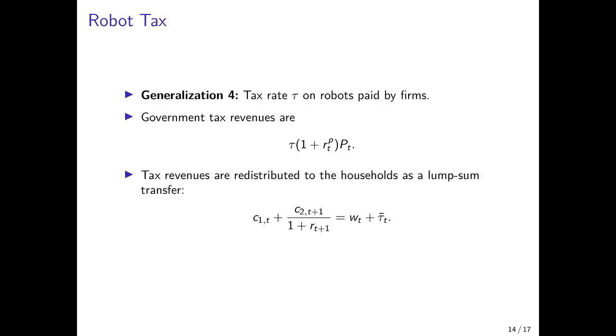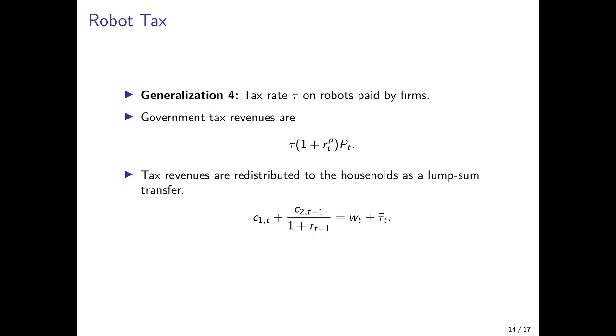A final aspect that we want to analyze in this context is whether a robot tax could change the results. To this end, we assume that a tax tau is set by the government on robots and it is paid by firms. So the governmental revenues are the price that firms pay for the robots, which is the robot capital rental rate multiplied by the number of robots that the firm employs, and this is multiplied by the tax rate. We assume that they are redistributed to the households, so we add them to the wages.